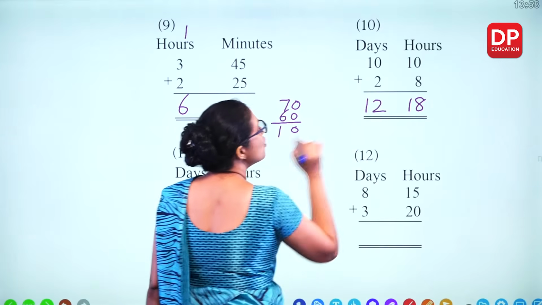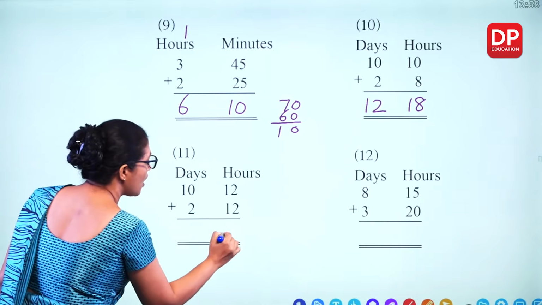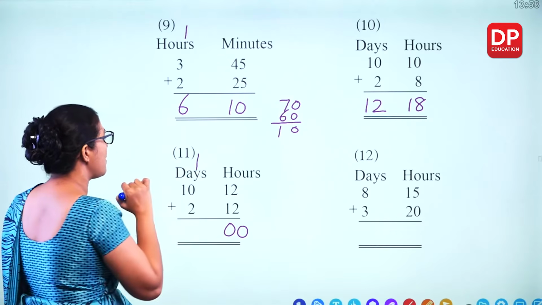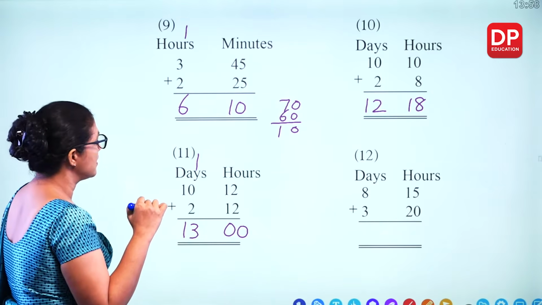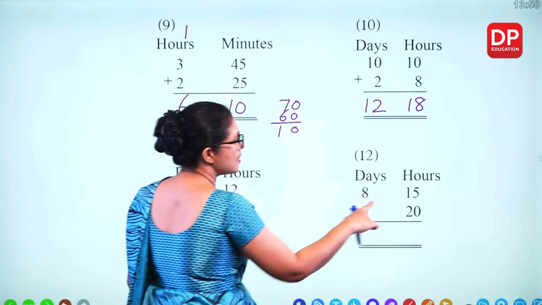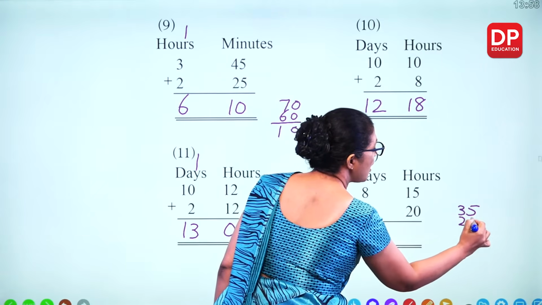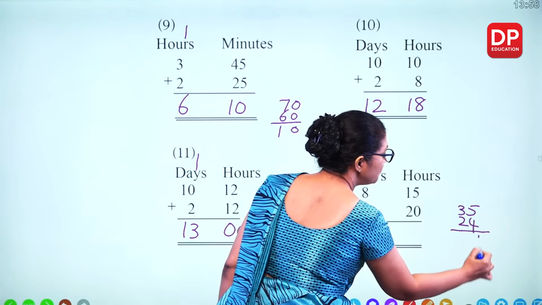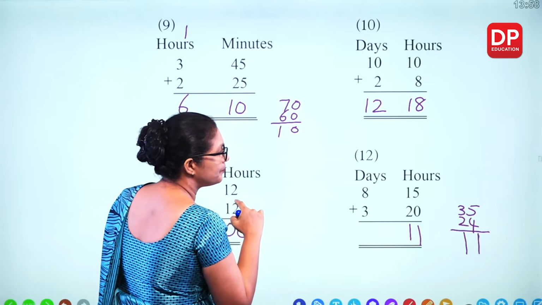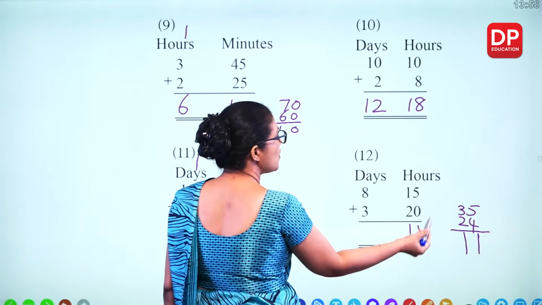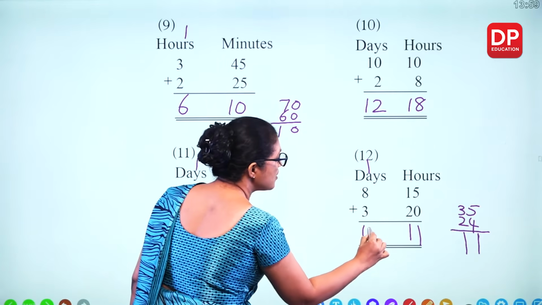10 plus 2, 12. 12, 12, 24. 24 you can't keep. You take 1 day there. 10 plus 2, 12. 12 plus 1, 13. Hours. 5 and 35 there. You can't keep it. Subtract 24. 11 hours there. So you have to take 24 hours means 1 day. 11 plus 1, 12.